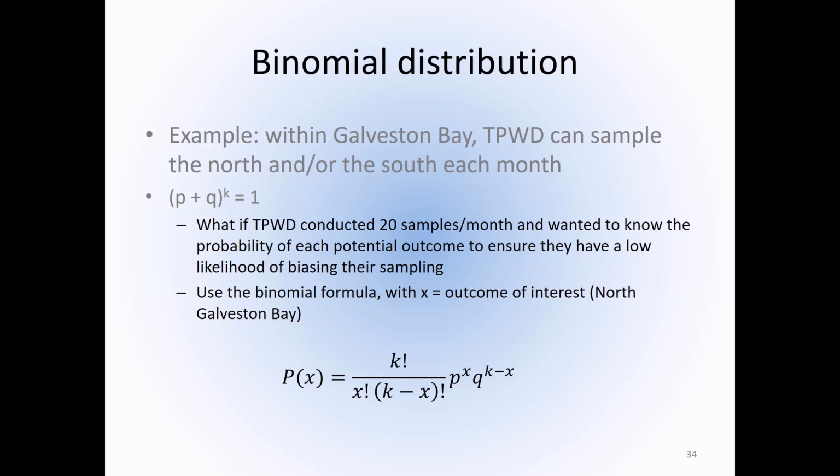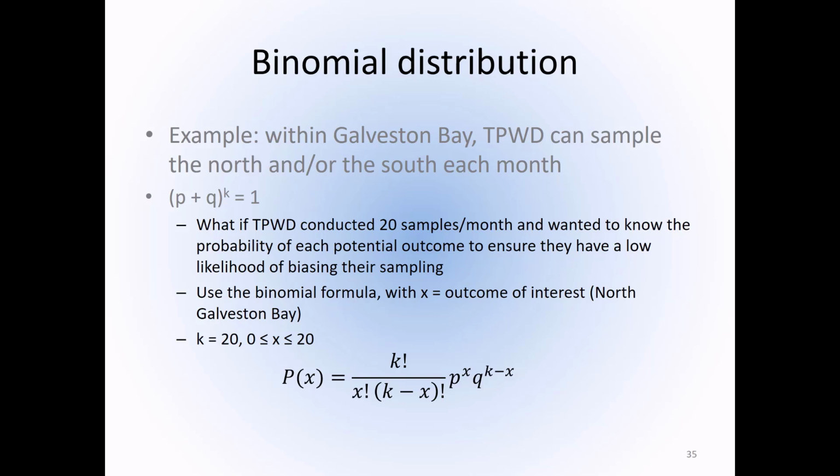So because K equals 20, X can be anywhere from 0 to 20. If we're interested in the probability that we're not going to sample in North Galveston Bay, X would equal 0. If we're interested in the probability that we're only going to sample in North Galveston Bay, then X would equal 20. And if we're interested in somewhere in between, then X is going to be somewhere between 1 and 19. This is a little bit abstract at this point, but we'll cover it in lecture to make sure everybody's on the same track.